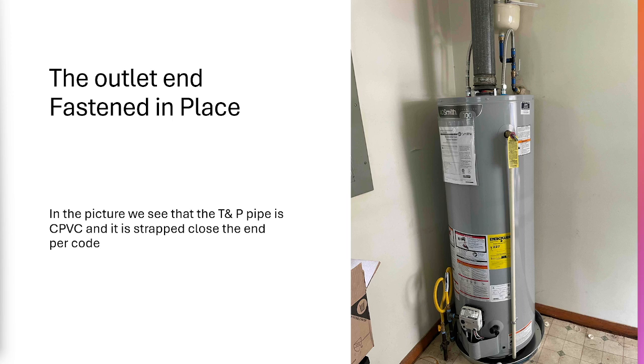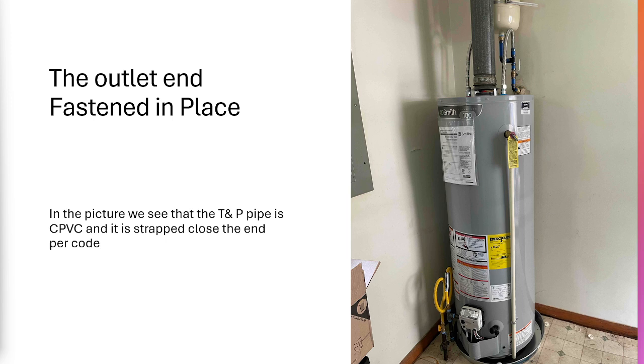Now, the final point on 14 said the outlet end of the TMP piping, discharge piping, shall be fastened in place. We see this where it's piped into a water heater or to the floor. Notice in our illustration we see the TMP pipe. This is CPVC. It's strapped close to the end. That is the code. If that thing pipes outside, same thing. You have to strap it close to the end of the pipe. The outlet end has to be fastened in place.